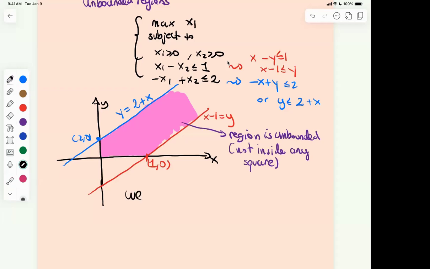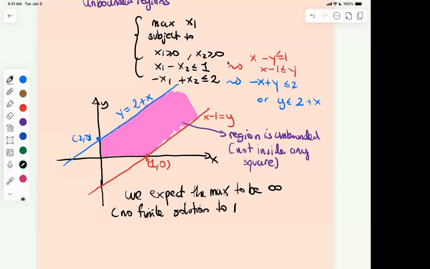Or if you want, you can say that the solution is infinity, but we're only interested in finite solutions, so we would say that there's no solution if the solution is infinity. But I would say we expect the max to be infinity, or in other words, no solution. No finite solution to the maximization problem. Is that okay? Everyone convinced of that, persuaded with that? Okay, this is all nice.